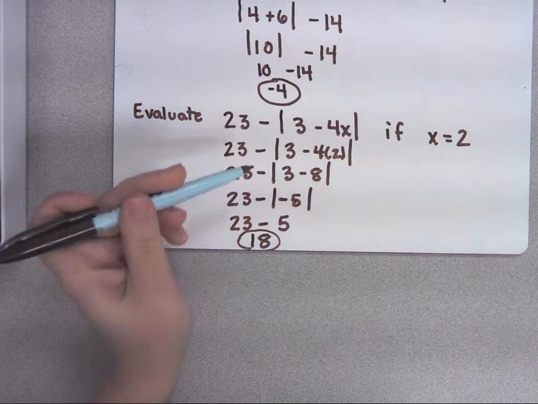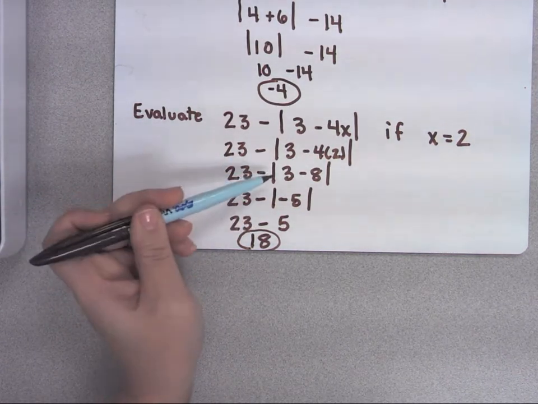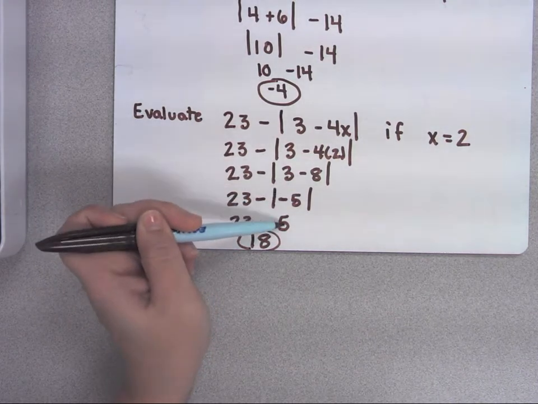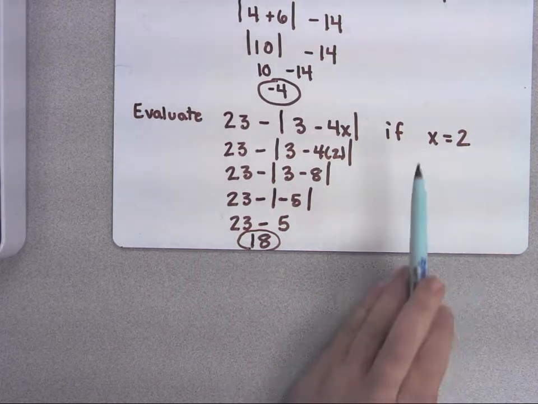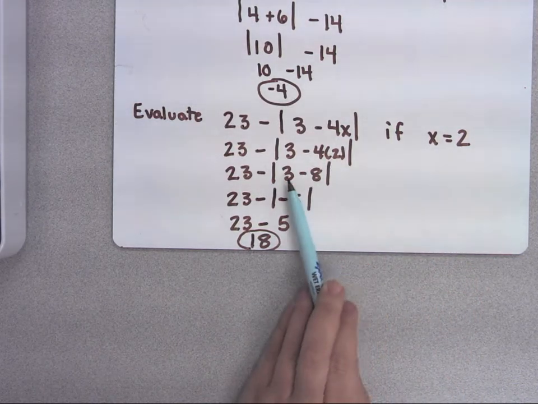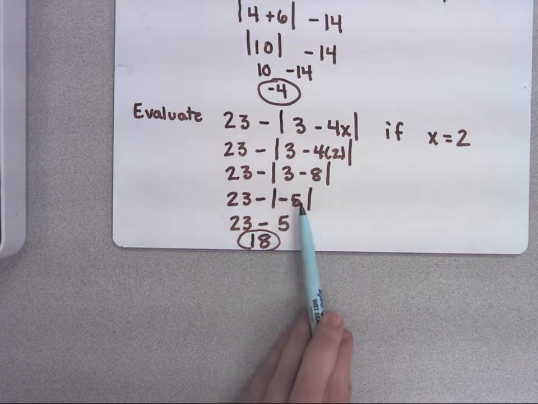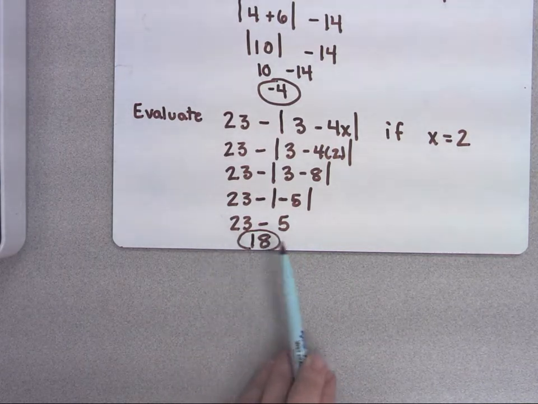Don't be thrown off by that subtraction sign in front of the absolute value, right? You do not deal with it until after. The absolute value of -5 makes it positive, but that subtraction sign stays there. So you plugged in the 2, did the multiplication, did the subtraction. Once there's one number, take the absolute value. Then left to right, do the subtraction. 23 minus 5.